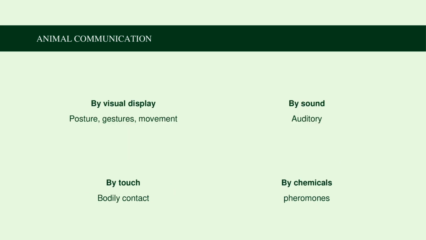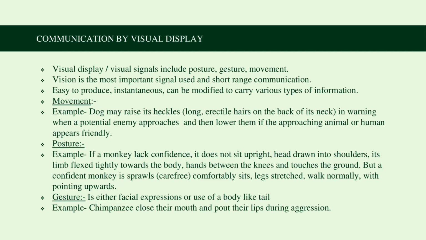In animal communication, there are different types: communication by visual display, which includes posture, gestures and movements; by sound, which is auditory; by touch, which we can call tactile communication, that is bodily contact; and by chemicals like pheromones. First let us see communication by visual display.